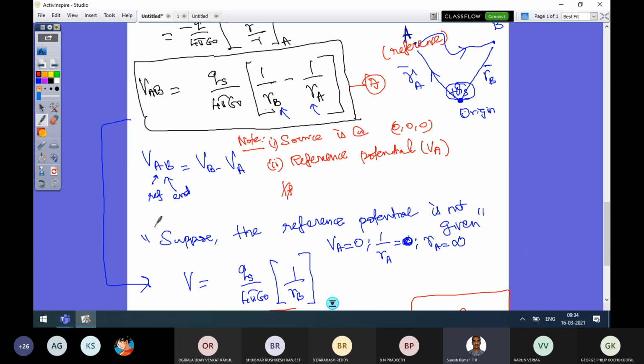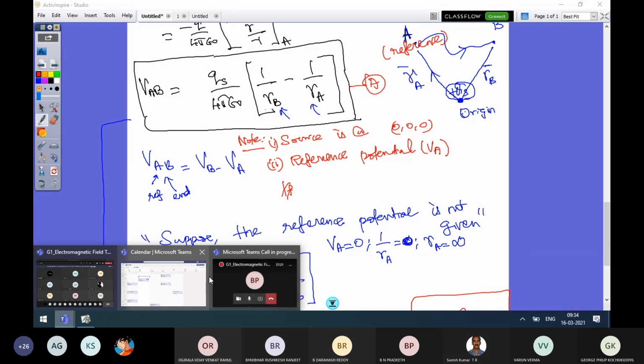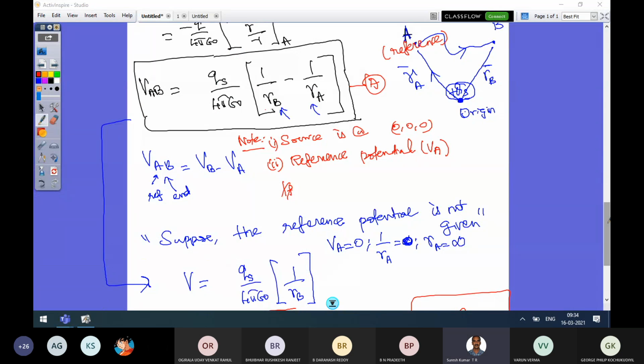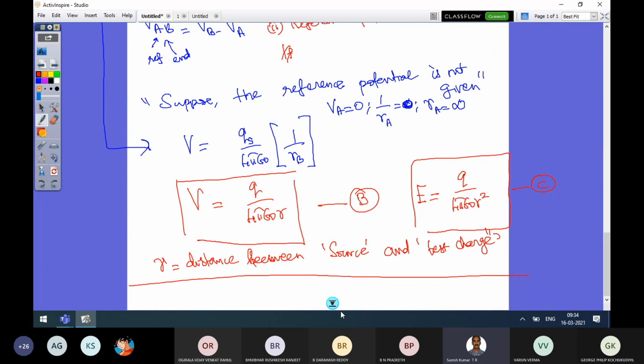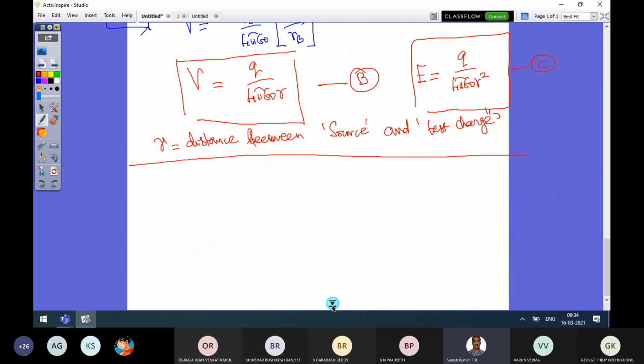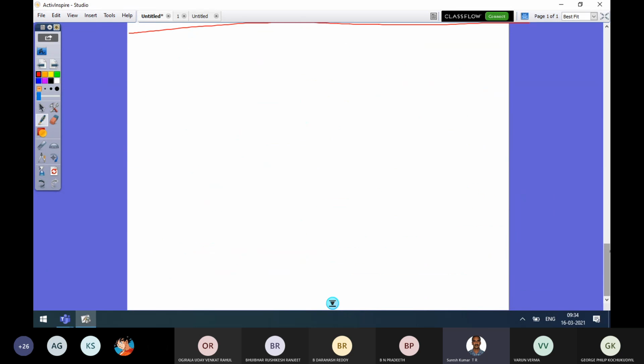Now, I'll give one simple example. To solve the example, I don't have much time. Maybe in continuation to this, I will discuss one more topic, and then I will move to that example.